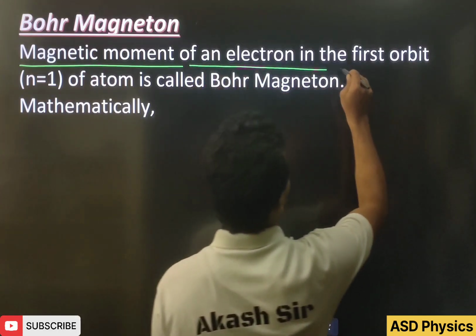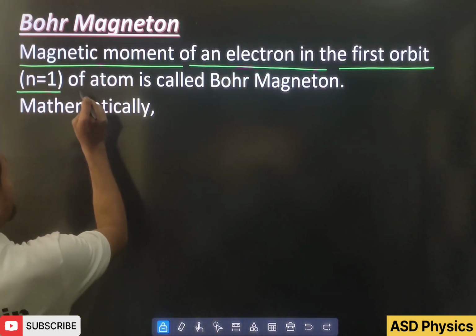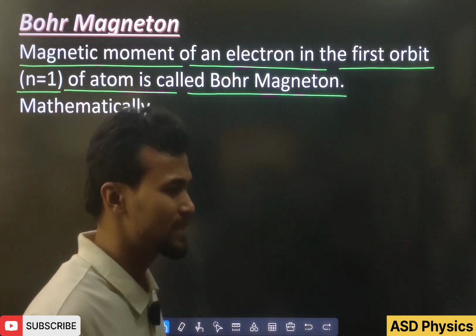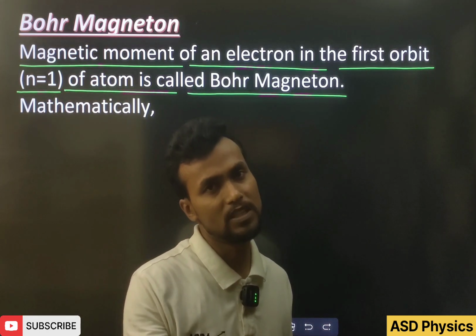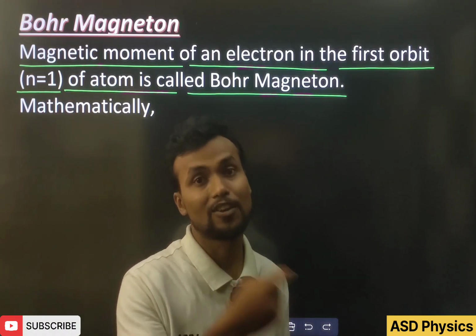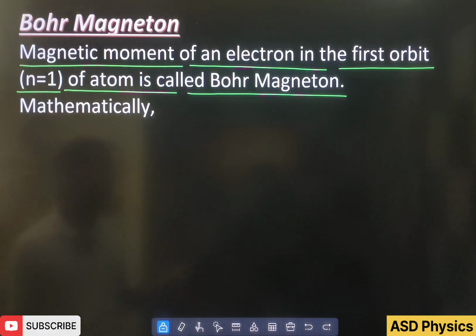The magnetic moment of an electron in the first orbit, that means n equal to 1, of an atom is called a Bohr magneton. Very simple, the magnetic moment in the first orbit of the atom, no? Because the electron is revolving around the nucleus in the atom, first orbit, or we can say K shell.